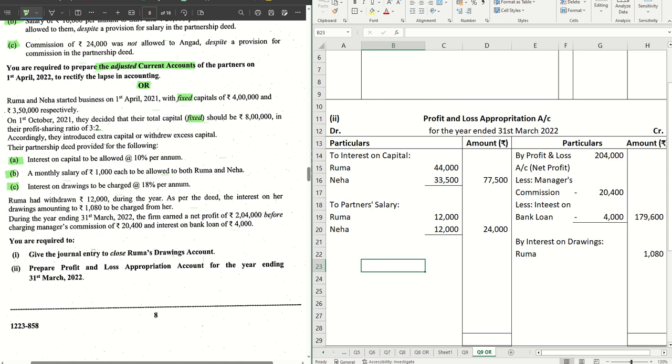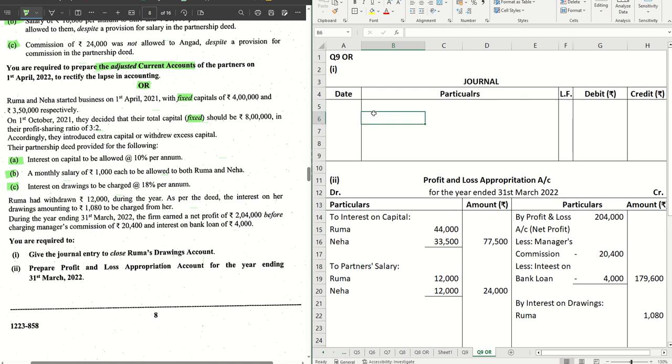Roman one says give the journal entry to close Ruma's drawings account. Let's do that first. The date of the drawings is not given, it's drawn during the year. So the first journal will be Ruma's drawings account debit to bank account. This is the money which Ruma has withdrawn, and the amount is 12,000.